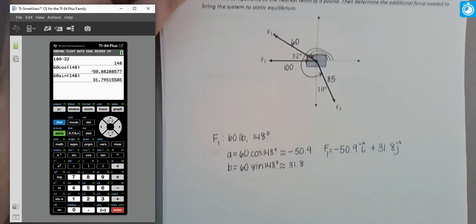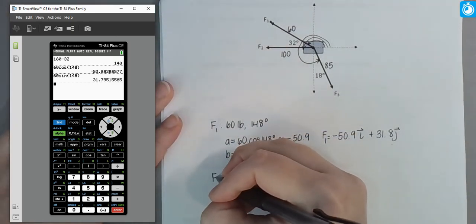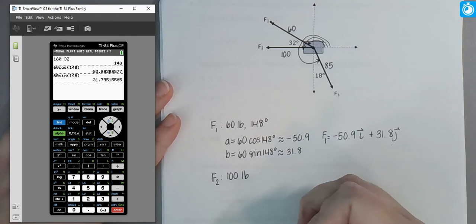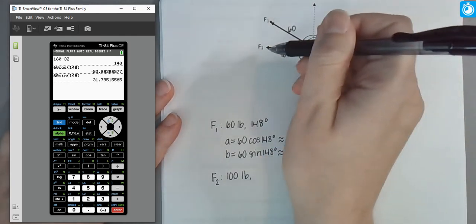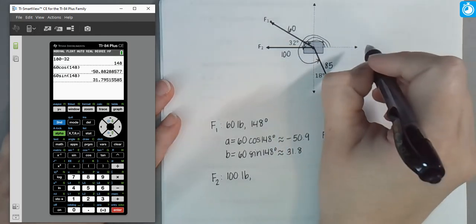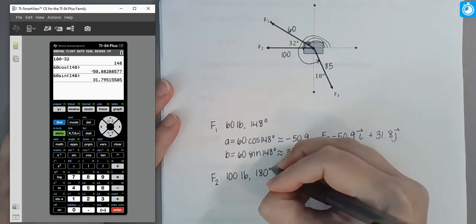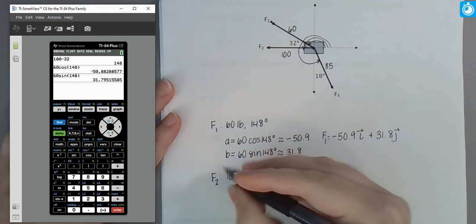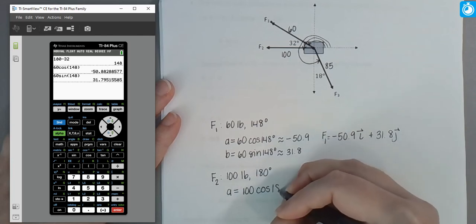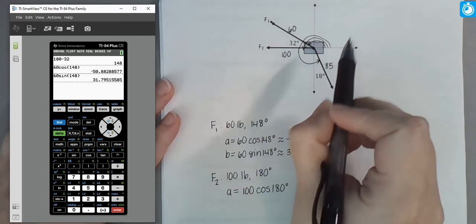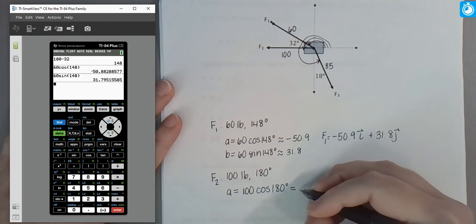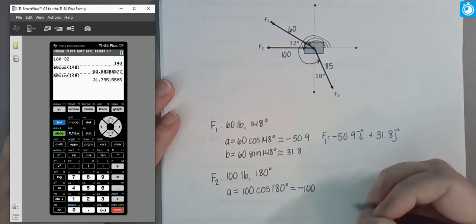Okay, now we need to do the same thing for the remaining two forces. So force 2 has a magnitude of 100 pounds. And we know that it's oriented along the negative x-axis, which means it's 180 degrees from where we initially start. So its direction angle is going to be 180 degrees, which means finding the components is going to be pretty straightforward. So A is equal to 100 times the cosine of 180 degrees. Well, the cosine at 180 degrees is going to be negative 1. So 100 times negative 1 is negative 100, and that's exact, it's not rounded.